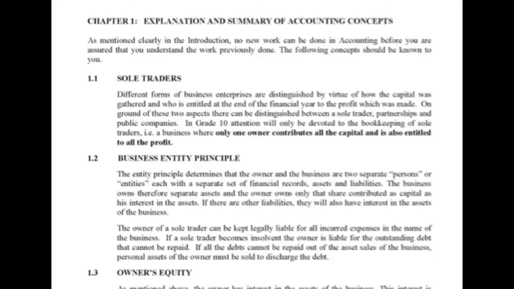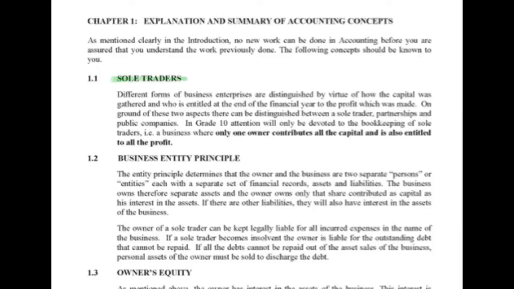Chapter 1. Explanation and summary of accounting concepts. As mentioned clearly in the introduction, no new work can be done in accounting before you are assured that you understand the work previously done. So the following concepts should be known to you.